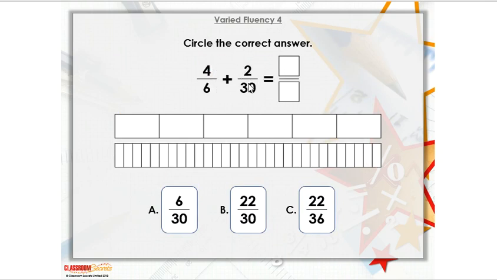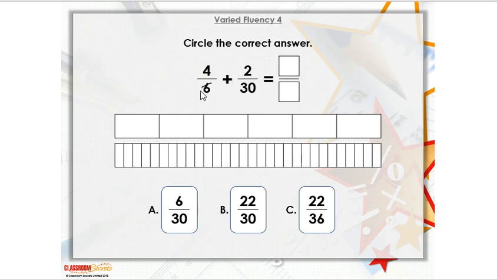4/6 add 2/30ths equals what? So it is one of these. So what's our common denominator going to be? Let's put 36 down here, but that can't be right because 36 isn't a multiple of 30. Let's have a look. Does 6 go into 30? Is 30 a multiple of 6? 6, 12, 18, 24, 30. Yes, it is. So we can keep this fraction and just change this one.